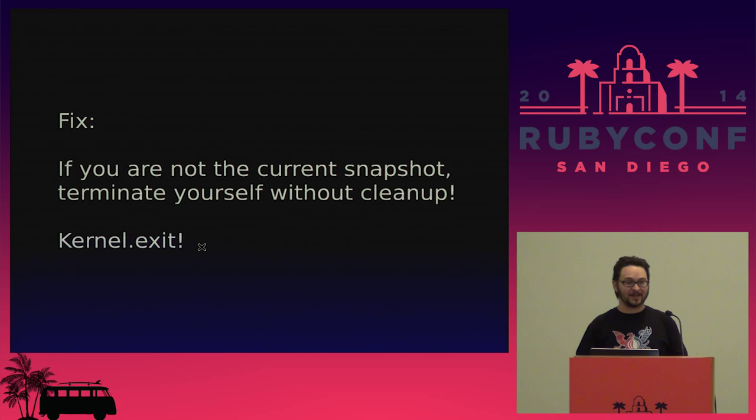So that's simple. Get all of the other universes to kill themselves in a really terminally fatal way, which is Kernel exit!, different than regular Kernel exit or just exit. It will bypass all the close-down things. It is about the equivalent of sending yourself a kill -9. You could just send yourself a kill -9. That would be fun, too.